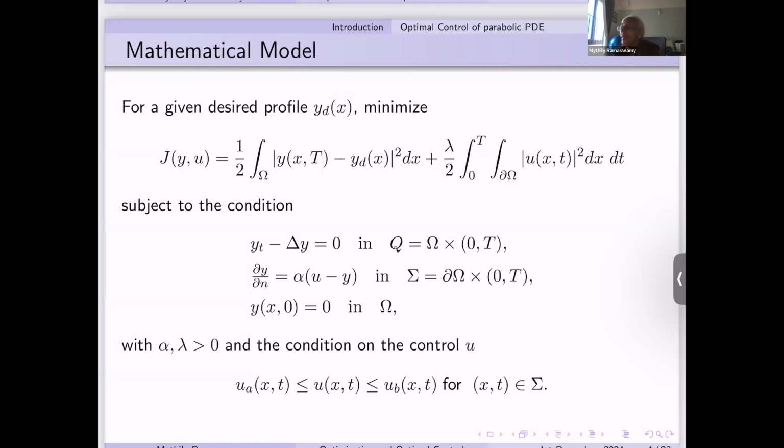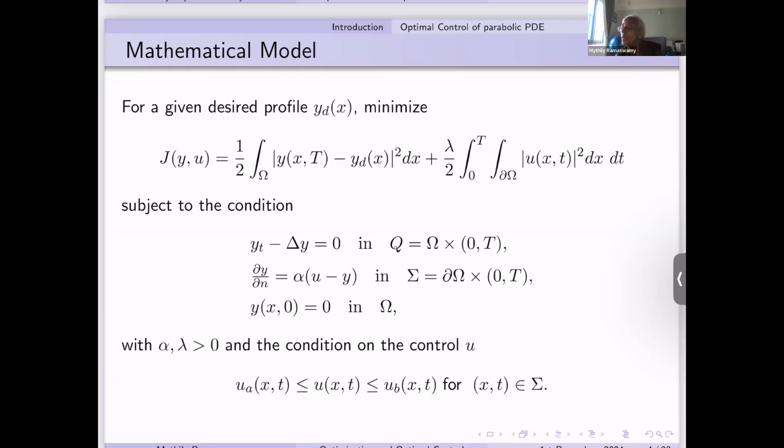Now the control is either interior control or boundary control. If it is boundary control, I'm going to take the integral over the boundary of Omega and 0 to T of u squared. So what is the equation satisfied? This is the heat equation: y_t, which stands for dy by dt, the partial derivative with respect to time, minus the Laplacian of y is 0.